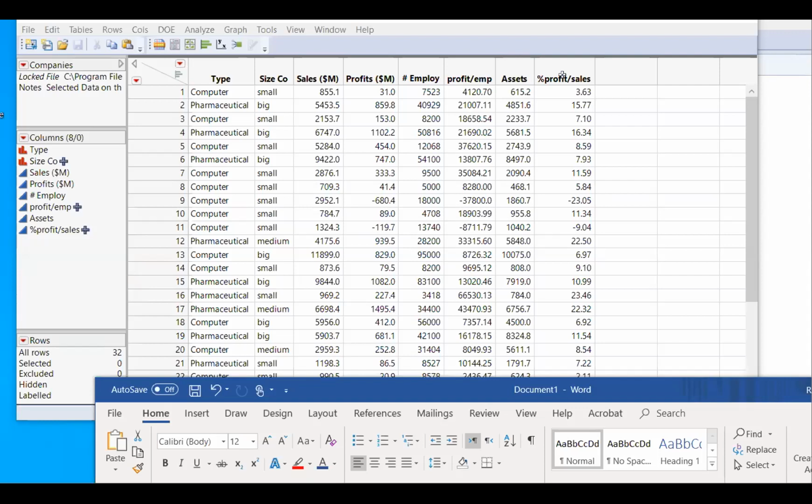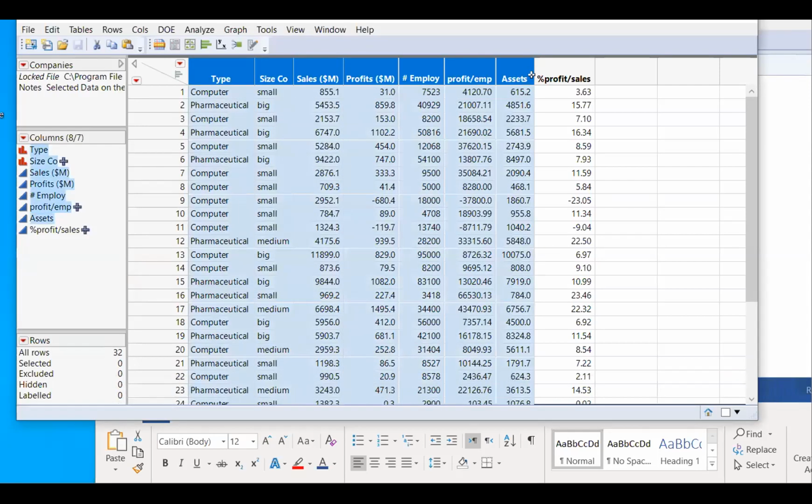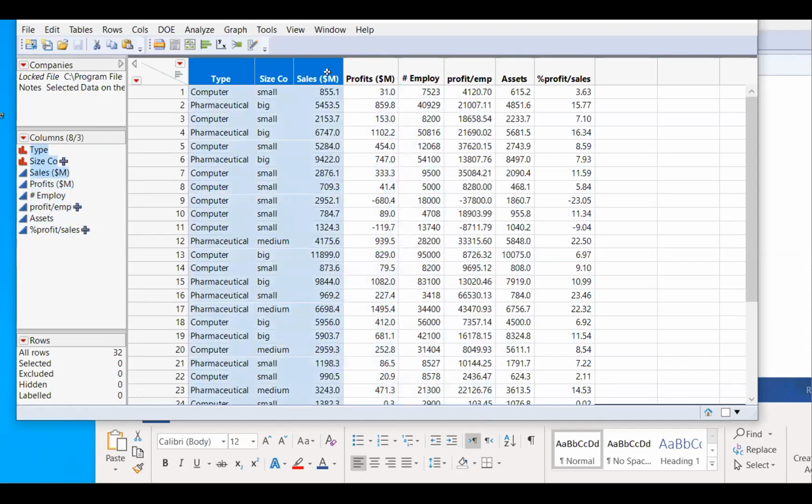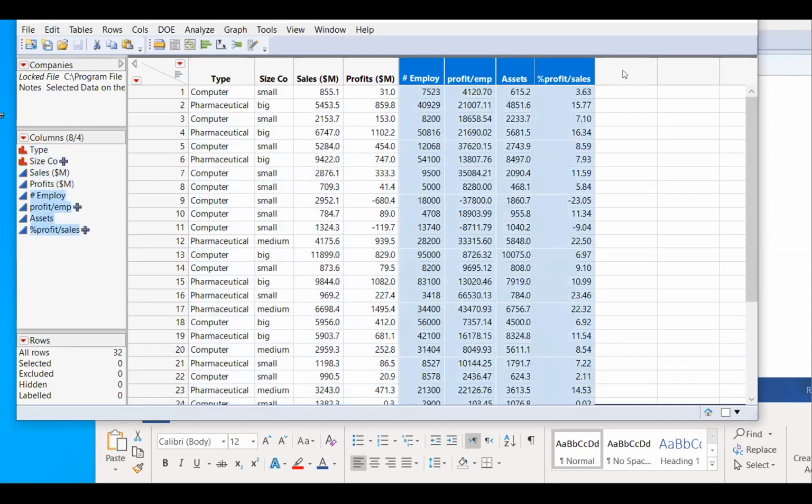You as a data analyst, when you see the data, are supposed to know what to look for. What am I looking for? IV and DV. What is my DV? Profit. What's the IV? Everything else is IV, right? So now the next step.